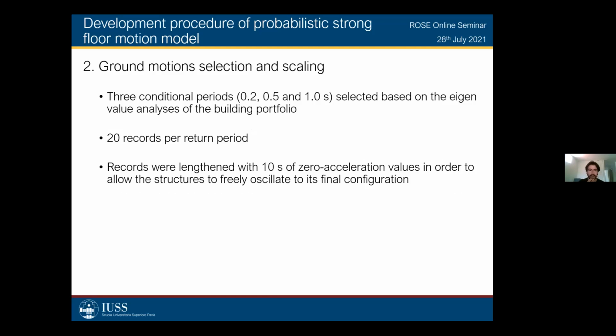3 conditional periods were considered, 0.2, 0.5, and 1 second, and they were selected based on the eigenvalue analysis of the building portfolio, basically based on the period histogram that I showed you before. And 20 records were selected per return period.